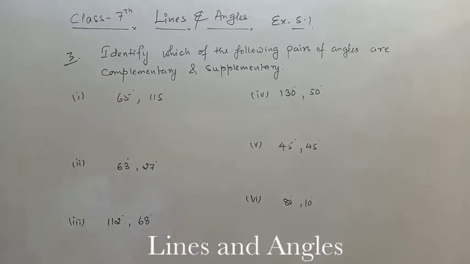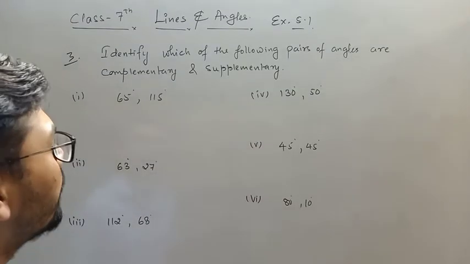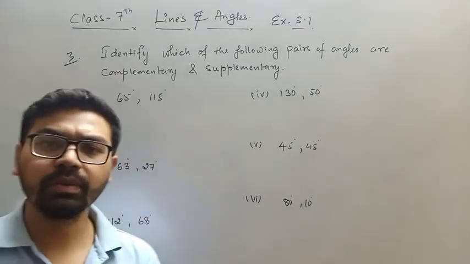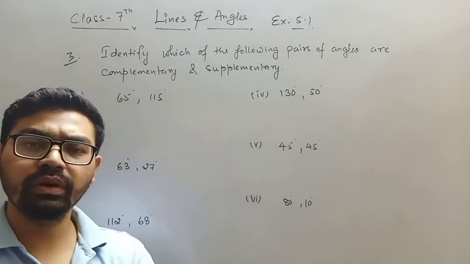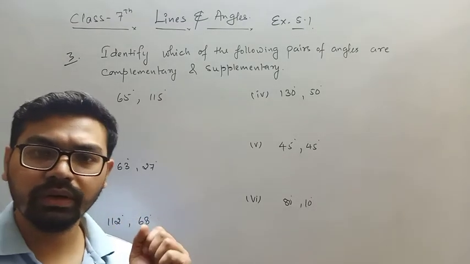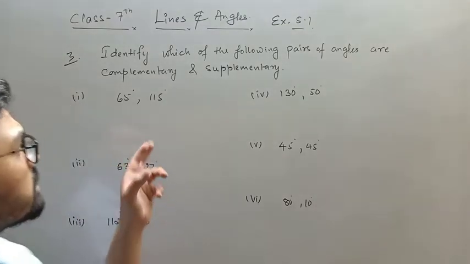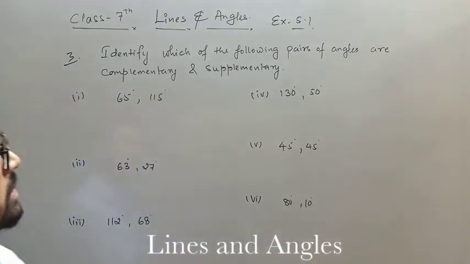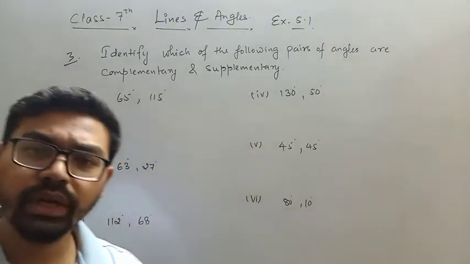The first question is question number three. Identify which of the following pairs of angles are complementary and supplementary. I have already explained in the last lecture what complementary angles and supplementary angles are. Complementary angles are those whose sum is equal to 90 degrees, and supplementary angles are those whose sum is equal to 180 degrees, right?